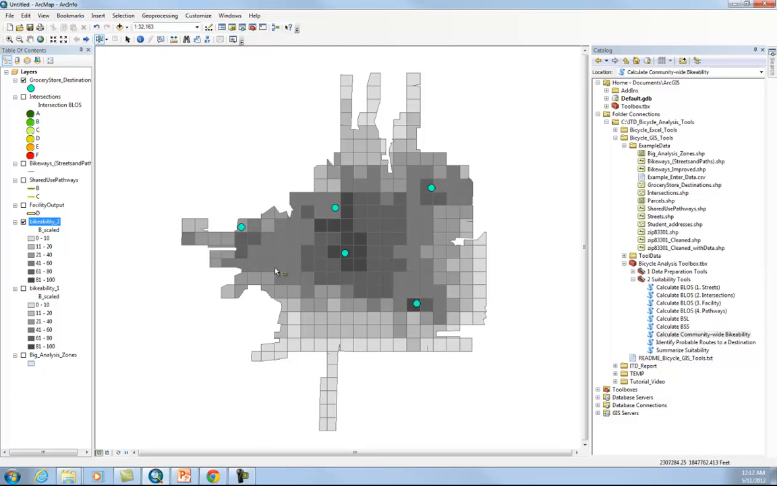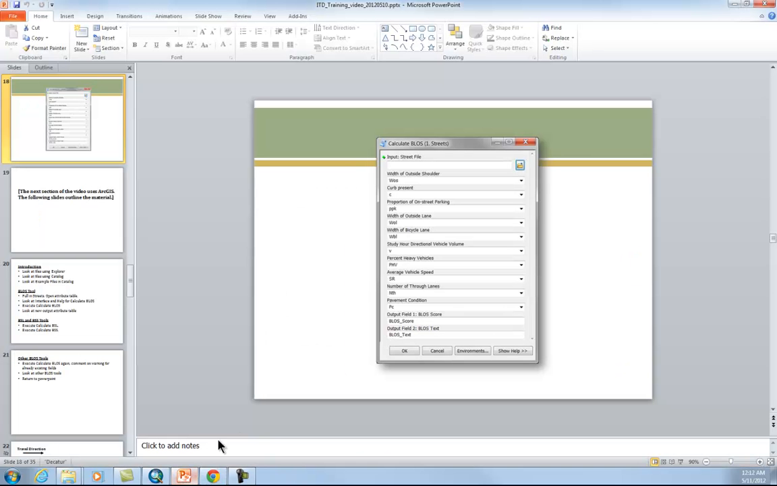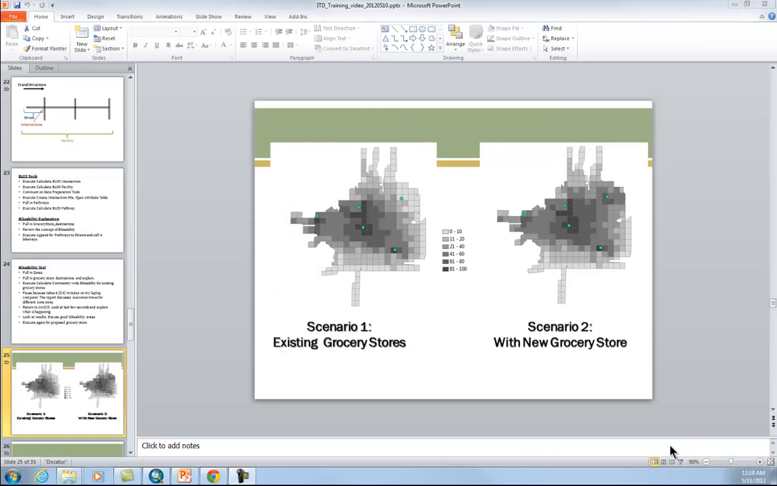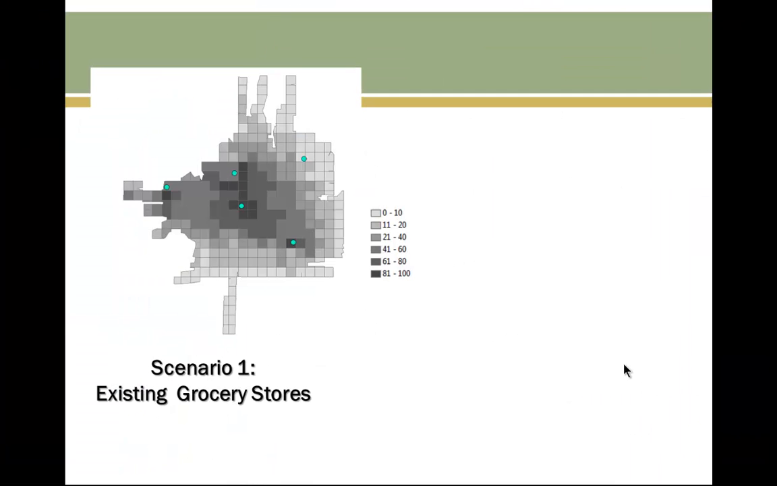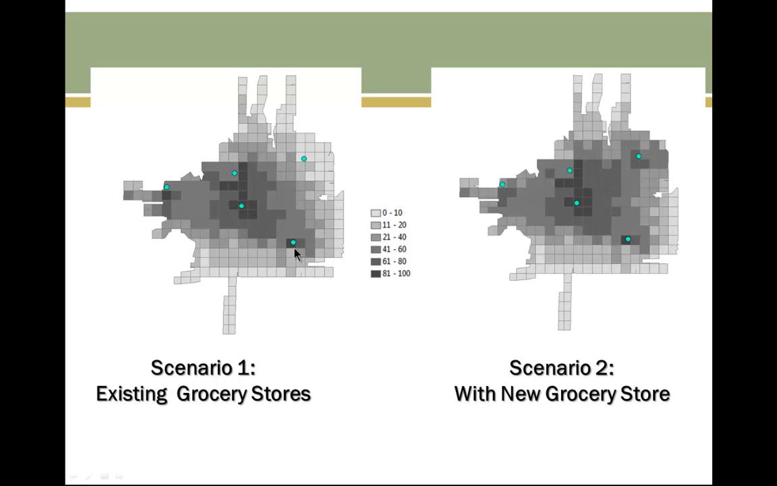Now, it's often easier to compare scenarios side by side. So let me go back to PowerPoint. What we see here is the same output that I've clipped and put into PowerPoint. So this is scenario 1. This is showing the bikeability when we only gave points to the existing destination grocery stores. And now, when I click on this second image, this is scenario 2 with the new grocery store. And you can see then there was an improvement in bikeability in the northeast area.